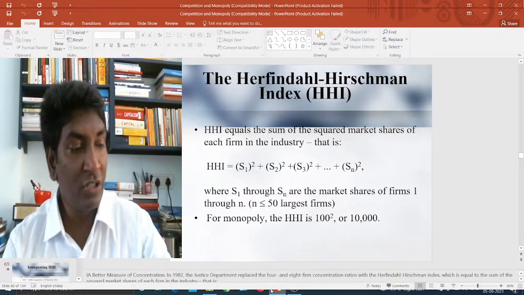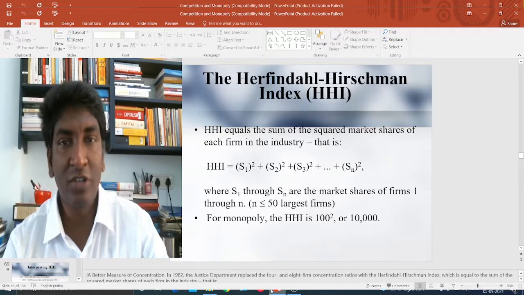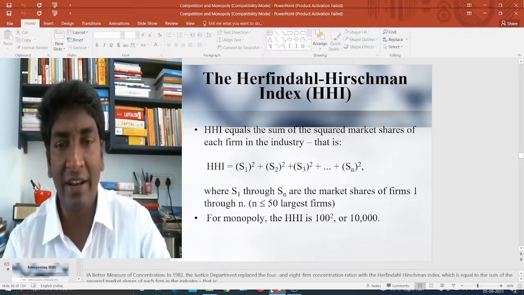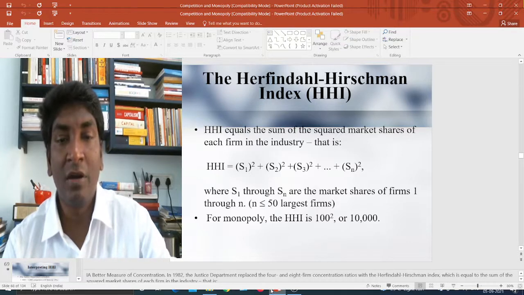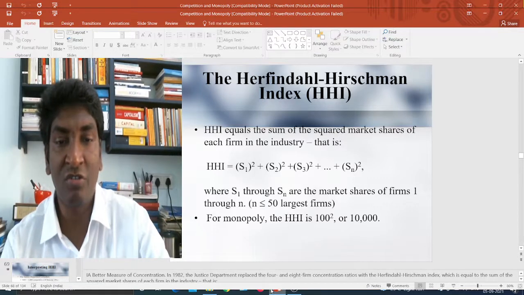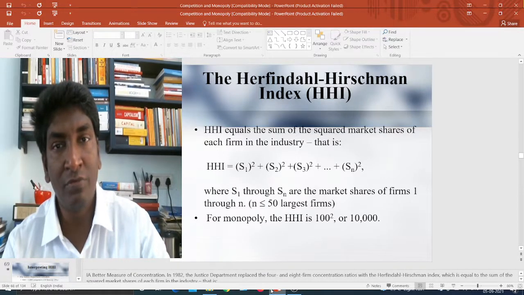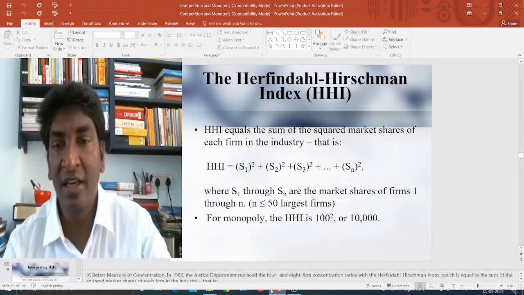In order to understand that, normally what we do is calculate the concentration in terms of the Herfindahl-Hirschman index. So what does the HHI tell us? HHI equals the sum of squared market shares of each firm in the industry, and that tells you whether there is a high concentration or not. That is S1, the squared market share of firm 1, plus S2, the squared market share of firm 2, etc., up to SN, which is what the Herfindahl-Hirschman index is about.